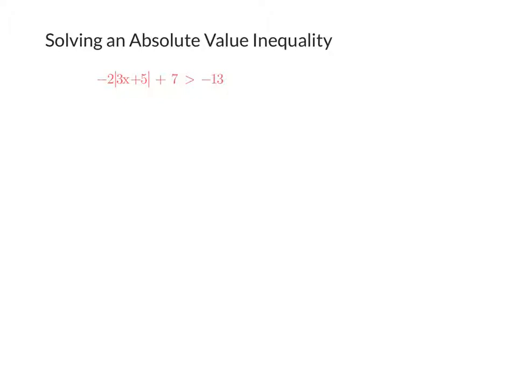So in order to do this, I'm going to first subtract both sides by, hang on one second here, I'm going to subtract both sides by 7. So I'm going to subtract 7 from the left, subtract 7 from the right, okay? And then I'm going to divide by negative 2. But let's subtract 7 and see what we get. So after we subtract 7 from both sides, our result is going to be minus 2, absolute value of 3x plus 5 is greater than minus 20.